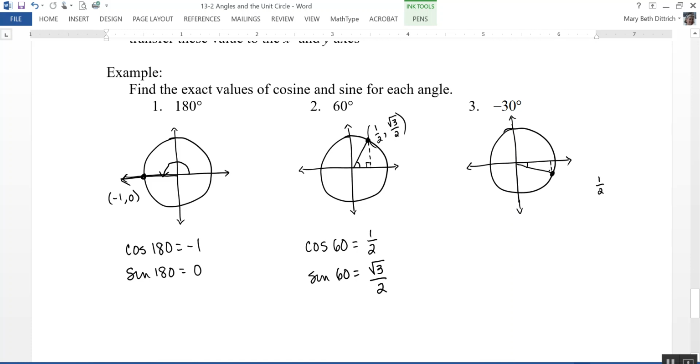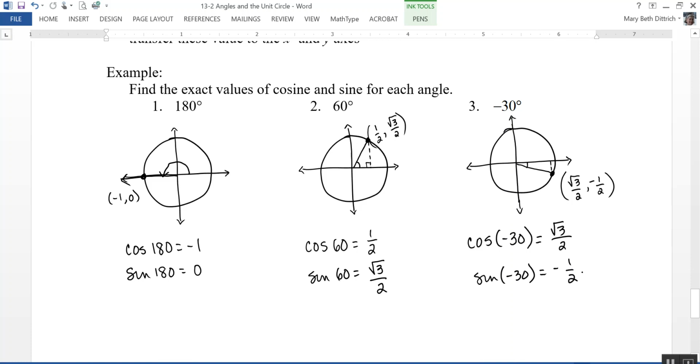And then my long leg here opposite the 60-degree angle is going to be square root of 3 over 2. However, let's take a look at this. So my x, since I'm in the fourth quadrant here, my x is going to be positive, and my y is going to be a negative value. So the coordinates at that point are square root of 3 over 2, -1/2. So the cosine of a -30-degree angle is square root of 3 over 2. And the sine of a -30-degree angle is going to be -1/2.